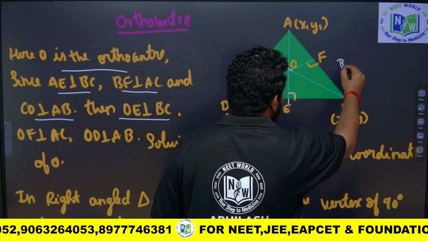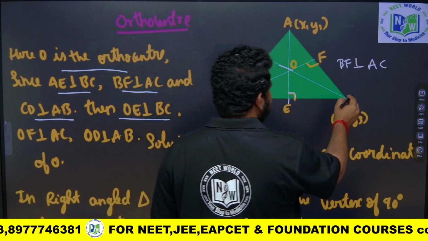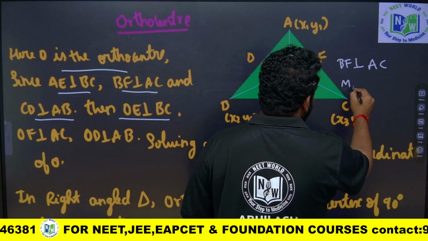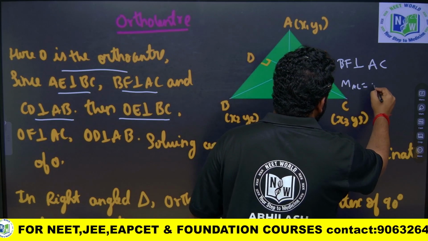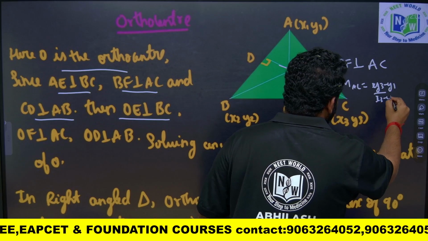So suppose here we have BF perpendicular to AC. BF is perpendicular to AC means for the line AC we can find the slope. Slope of AC is nothing but (y3 minus y1) by (x3 minus x1). You will get the slope of this line.